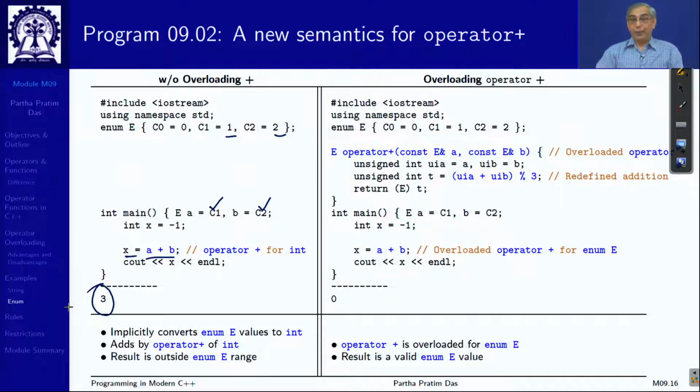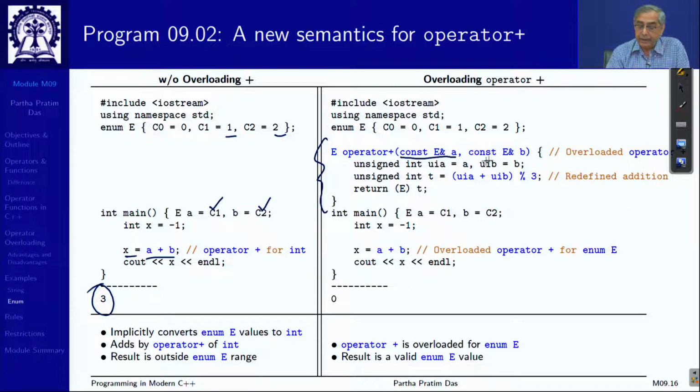Now, what I want to do is, for this enum E, make the operator plus behave as a modulo addition. I want operator plus to behave as modulo addition, that is, not just add, but add, divide and take the remainder. So I am overloading this operator. I told you overloading is not possible for the built-in types, but it is possible for structures and enums. So, I can do this.